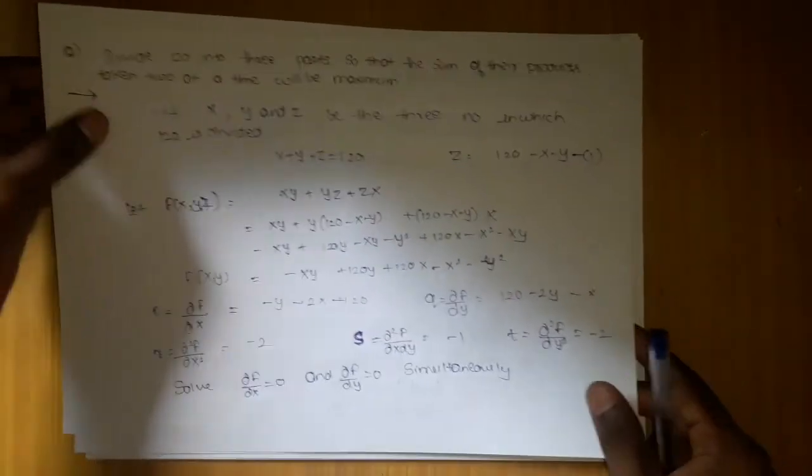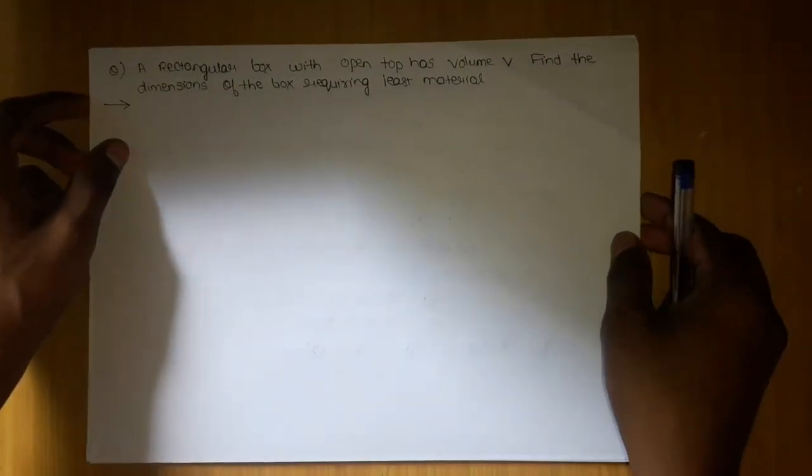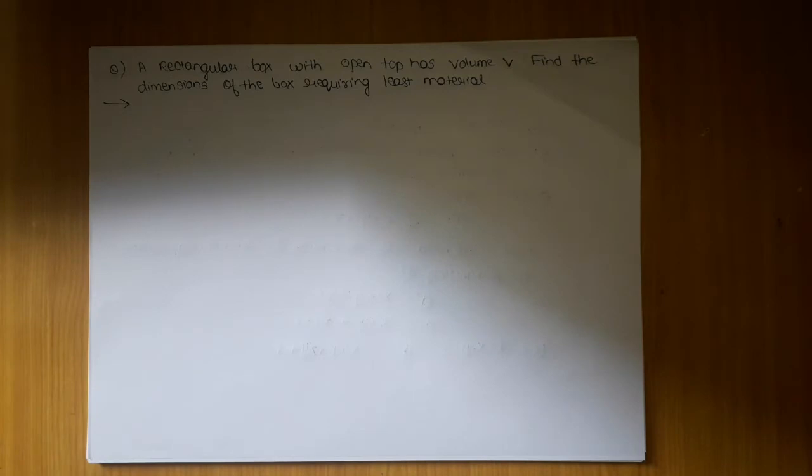Now we are going to move on to the next question of this session, which is as follows. A rectangular box with open top has volume V. Find the dimensions of the box requiring least material.